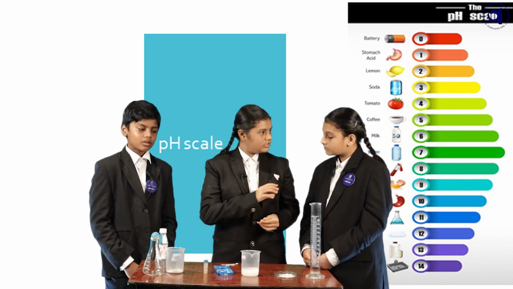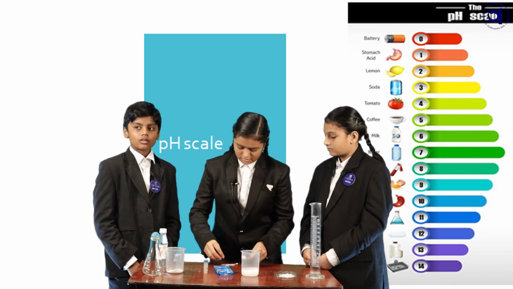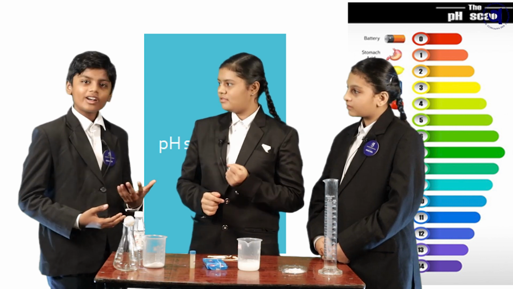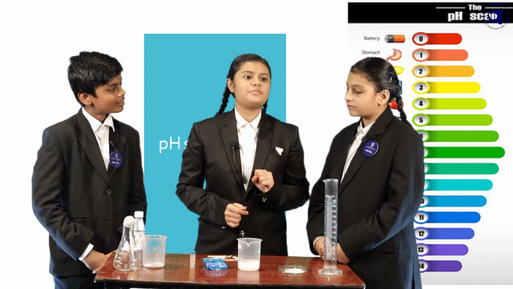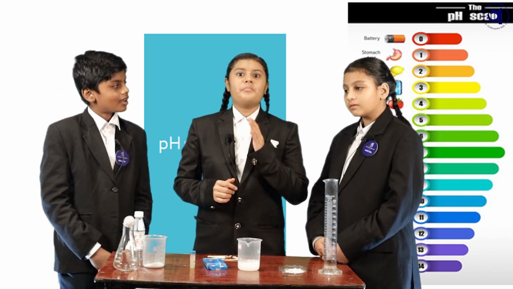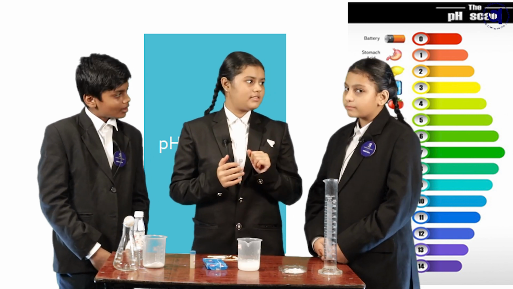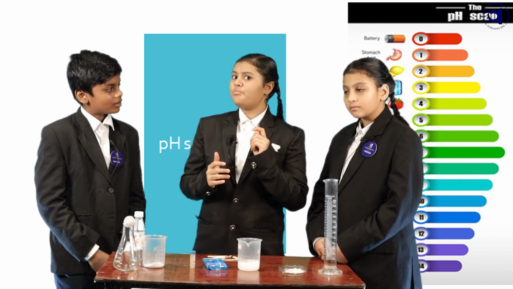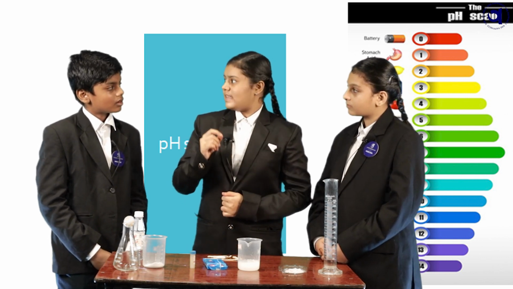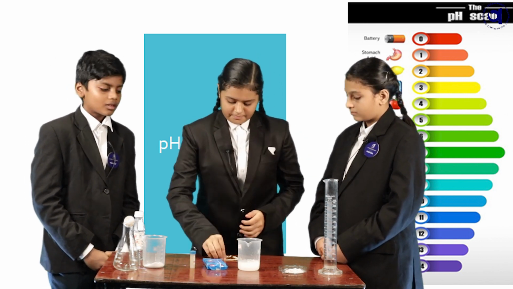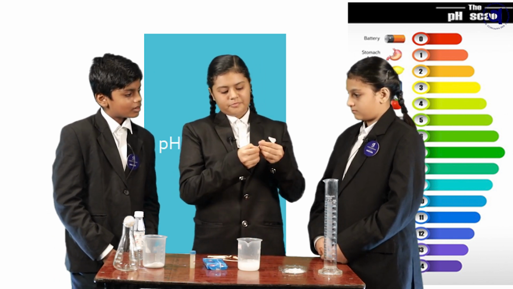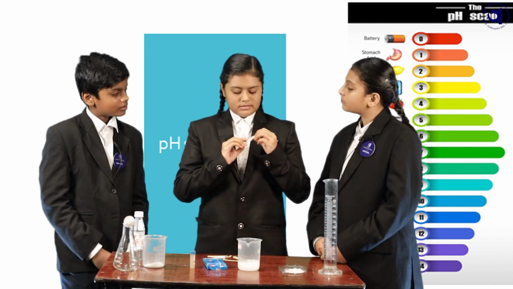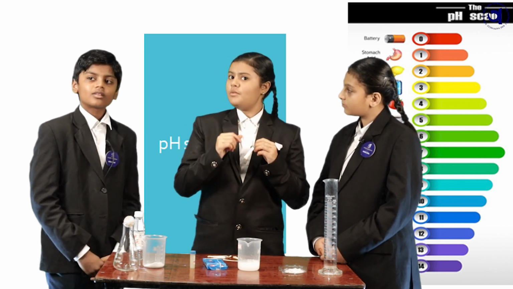So, I will show you the live demonstration. Now, let's talk about the pH scale. What is the pH value? Okay, I will explain. The pH scale is a measure of acidity and basicity. It ranges from 0 to 10.5, with 7 considered neutral. 0 to 7 is considered acidic and 7 to 10.5 is considered basic.